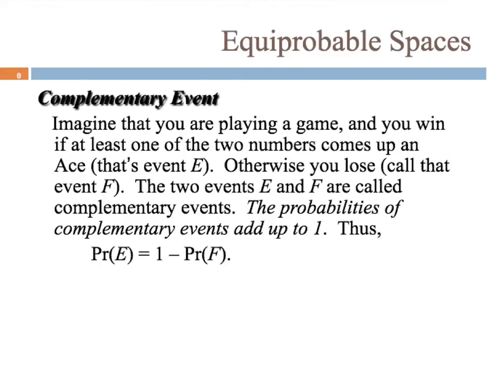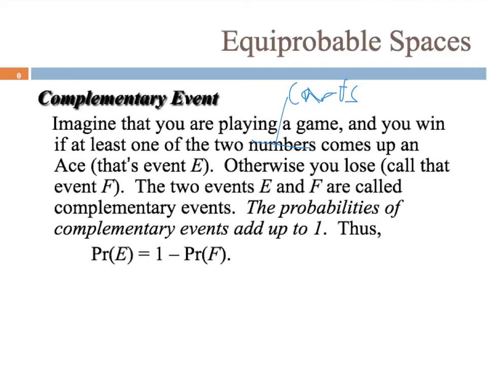Next we have a complementary event. So imagine that you're playing a game, and if you win, if at least one of the two, I should say, cards, comes up as an ace, that's the favorable event that you want to happen. Otherwise, you lose, and we're going to call that event F. So the two events E and F are called complementary events. The probabilities of these should always add up to 1.